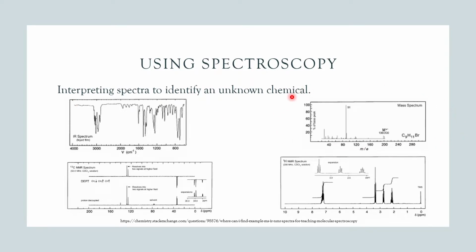This is a spectrum that we see when we do mass spectroscopy. And these two here are for NMR, or nuclear magnetic resonance. There's one that we can use when we're focusing on carbon atoms, and there's one that we can use when we're focusing on hydrogen atoms.